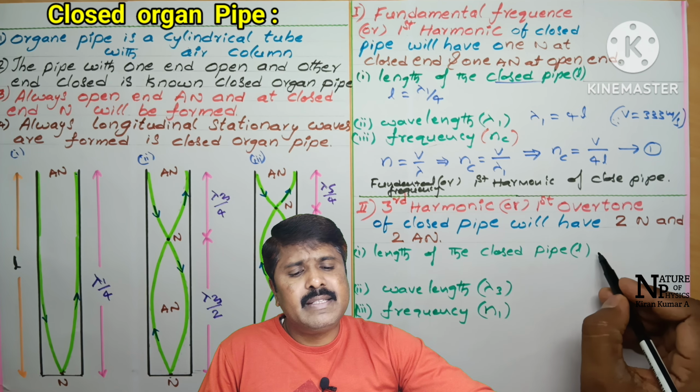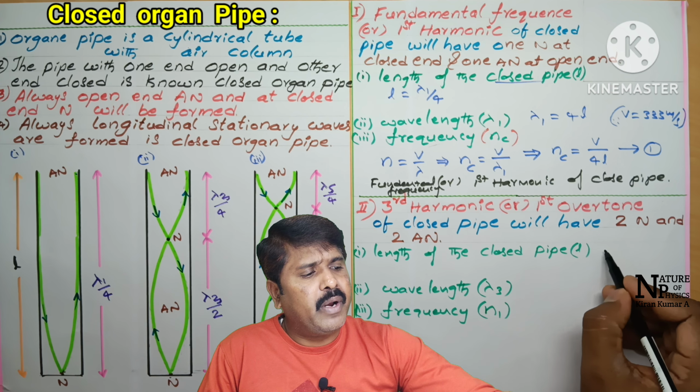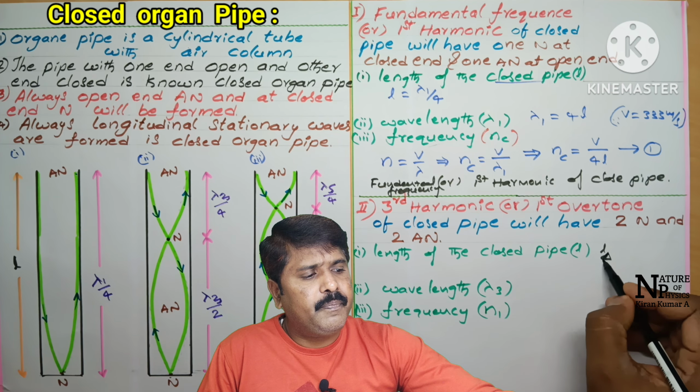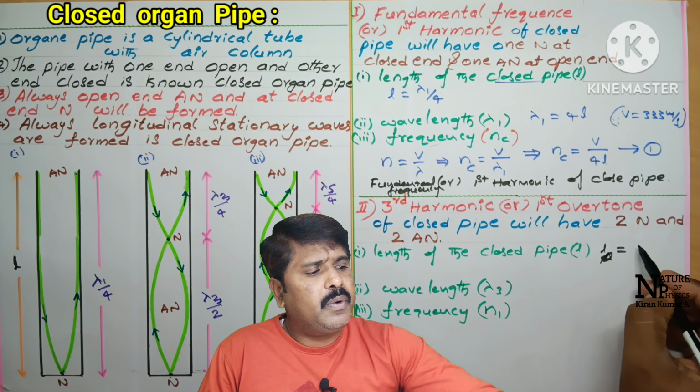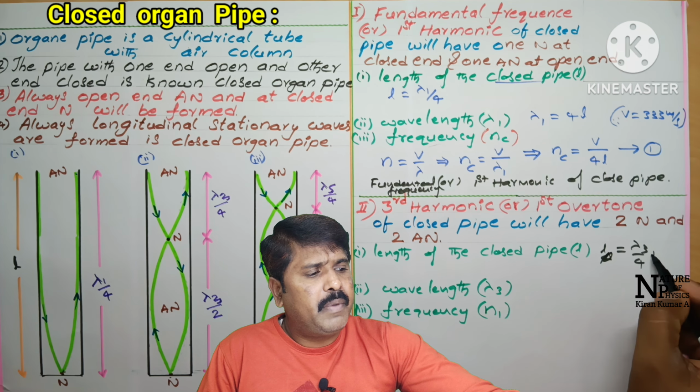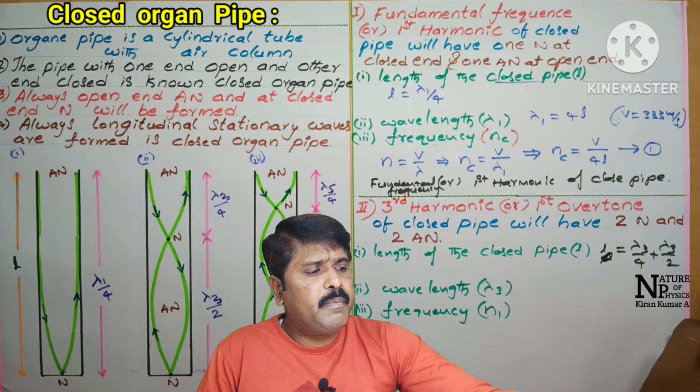The length of the pipe L is equal to lambda 3 by 4 plus lambda 3 divided by 2.